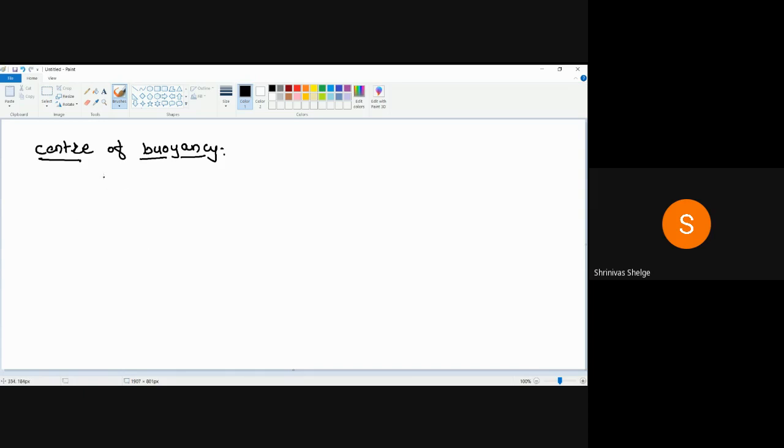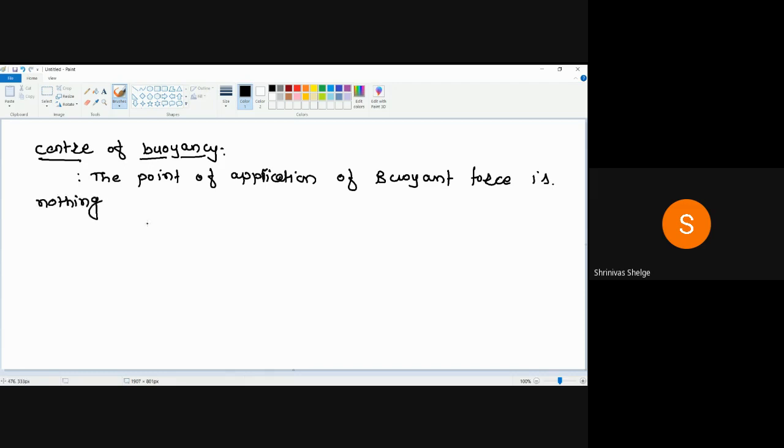Correct. So that is fine. So the point of application of buoyant force is nothing but what? The center of buoyancy. Correct. The point of application of buoyant force is nothing but the center of buoyancy. Now the question is what? How to identify or how to find the center of buoyancy.